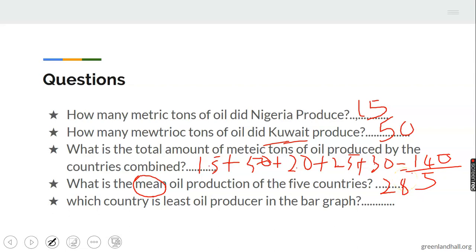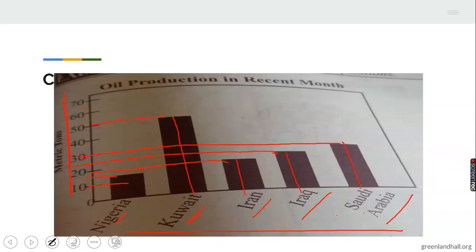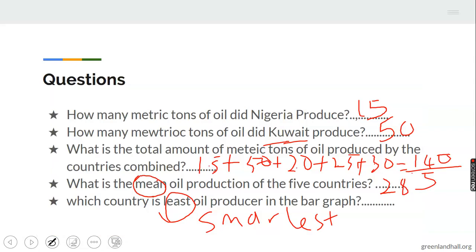Which country is least oil producer in the bar graph? Least. Now least means the smallest. So when you look at the picture of the graph very well, you see the country with the smallest, which is what? That is Nigeria. Yeah, Nigeria. So that is Nigeria.